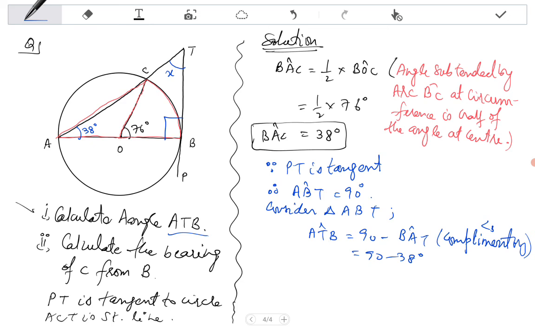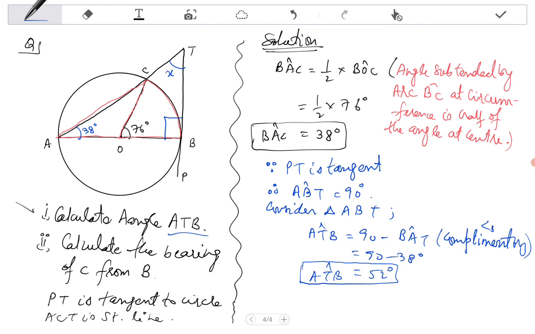If one angle is already 90 degrees in a right angle triangle, the other two angles are complementary to one another, and you should know that those angles whose sum is 90 degrees are called complementary angles. So you can simply subtract angle BAT from 90 in order to get the answer of ATB. So it's 52 degrees. This is angle ATB. This is the answer of the first part.